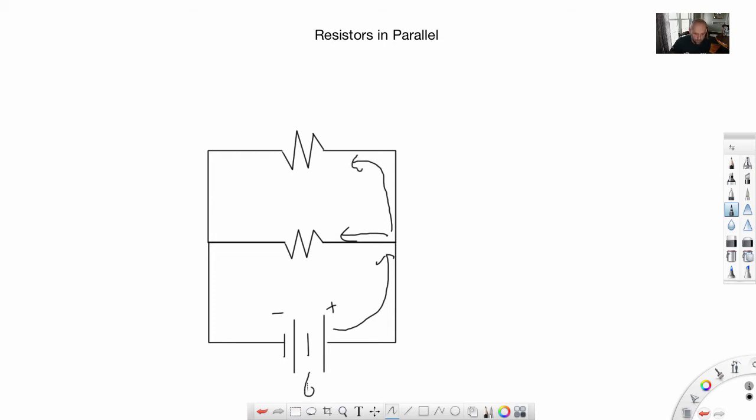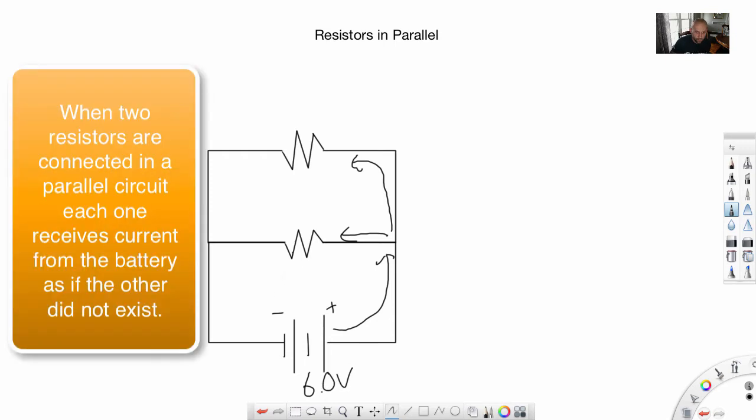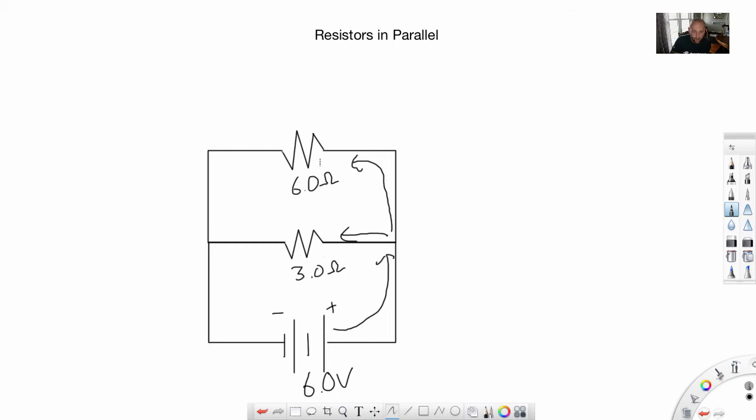Now let's pretend that this is a 6-volt battery and that this resistor right here is 3 ohms of resistance and this one is 6 ohms of resistance. So what we need to do is figure out how much resistance, if I was to take both of these resistors and turn it into one, what that would actually look like. So the rule for adding resistors in parallel is we have to add them with the reciprocals and then take the reciprocal of the answer.